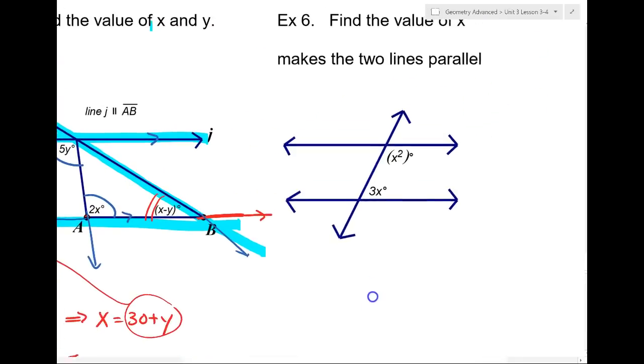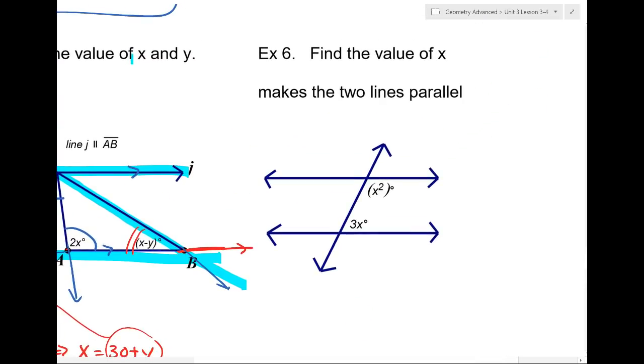All right, next one, my friends. It says find the value of x that makes the 2 lines parallel. All right, here's what's going to happen. Did everyone hear me on this?